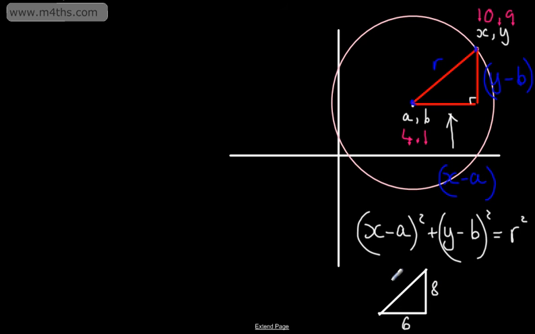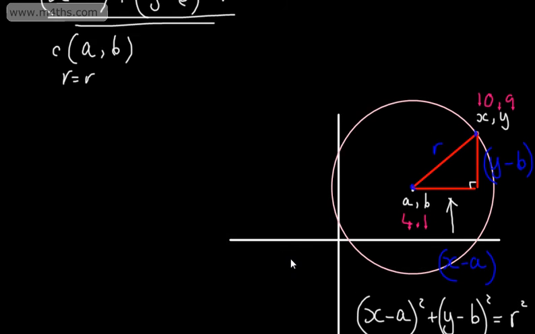So if I wanted this length right here squared, and let's just call this r, we can say that r squared is equal to 6 squared plus 8 squared. R squared is equal to 100, so r is going to be equal to 10. And we know that from our Pythagorean triples. So the radius squared is 100, the radius is 10, and that is the equation of a circle with centre A, B.